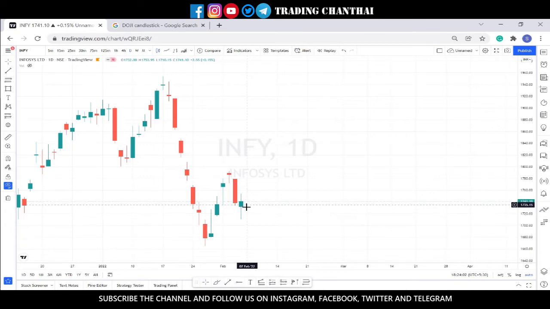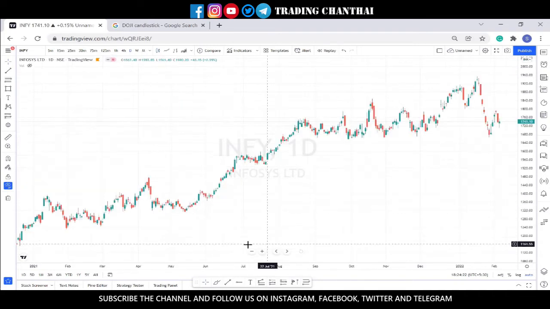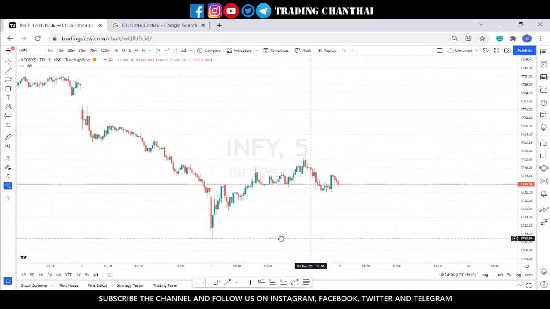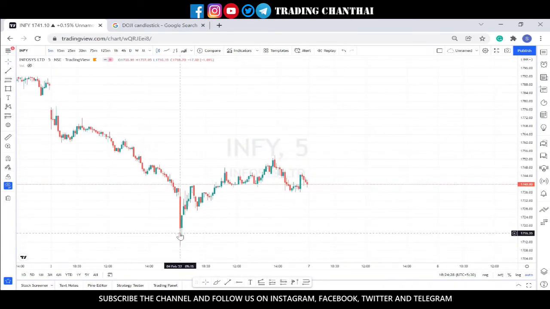That is, it has opened here, it has touched the low of this place, and then it has made a high of this place, and then it has closed around here. But there are different types of time frames where we can analyze in depth. So I'll start from the lower time frame and then move up to the higher. So let me start off with 5 minutes time frame. See, the day has started here at around 9:15. As you all know, the market opens at 9:15.